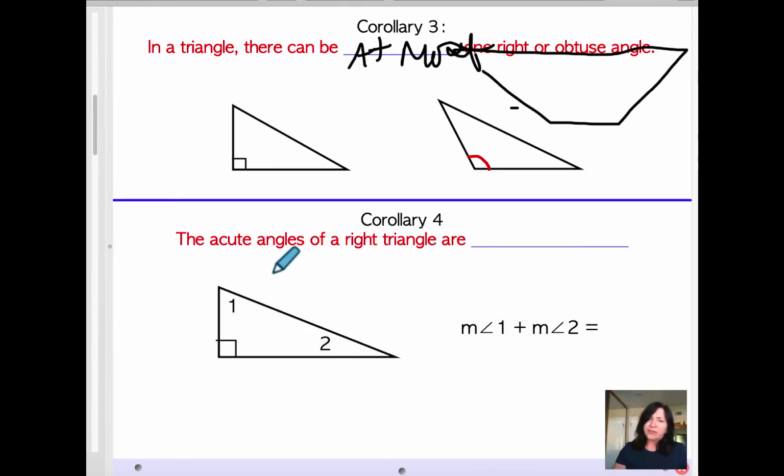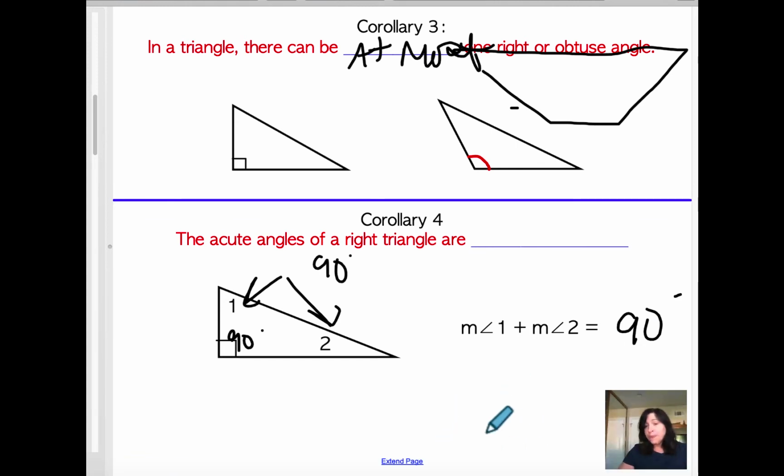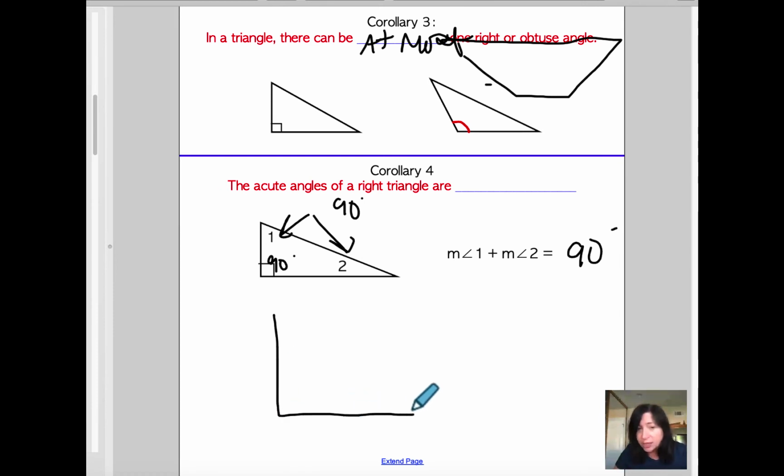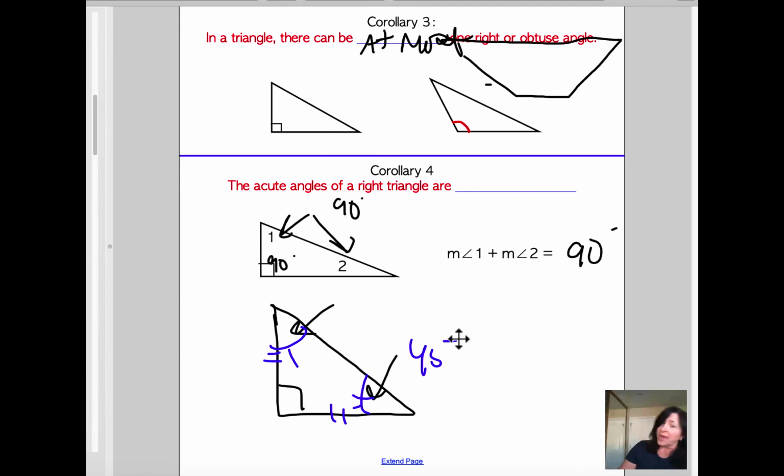Corollary 4 states the acute angles of a right triangle, meaning if this is 90 degrees, that means this angle plus this angle must also equal 90 degrees. And something very cool is that if this is an isosceles right triangle, where those angles add up to be 90, but it's isosceles, it means that two sides are congruent, which means my angles are congruent, and therefore each of those angles is 45 degrees.